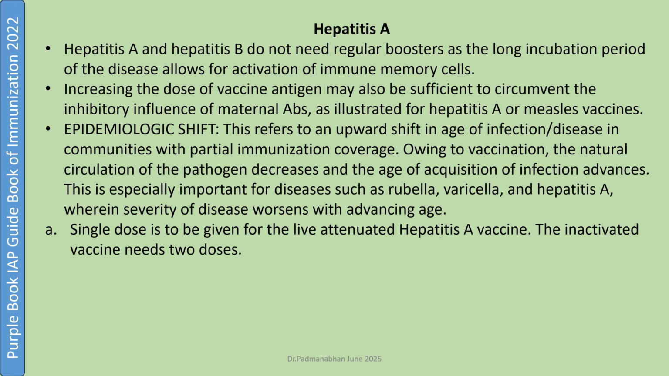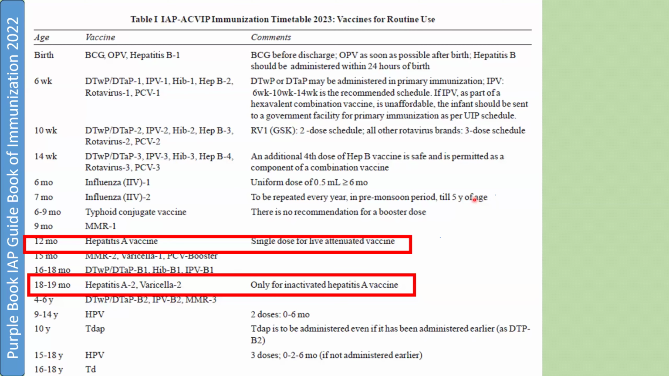Now, epidemiological shift is, for example, rubella. If it occurs at a young age, no problem. But if it occurs in an older age, in the adolescent period, if they get pregnant, congenital rubella becomes a problem. Varicella and hepatitis A are more severe in adults than children. So when we give immunization, it should prevent the disease totally. This is the schedule: you give hepatitis A at 12 months, single dose live attenuated. They have advised 12 months and a booster dose after 6 months. This is what is given by ACBIP.